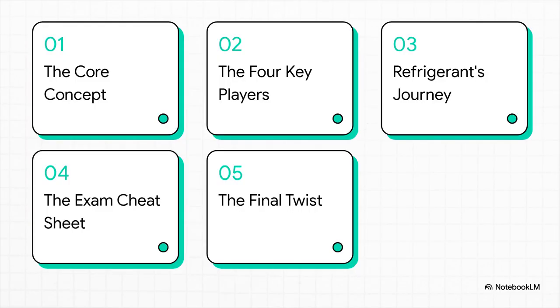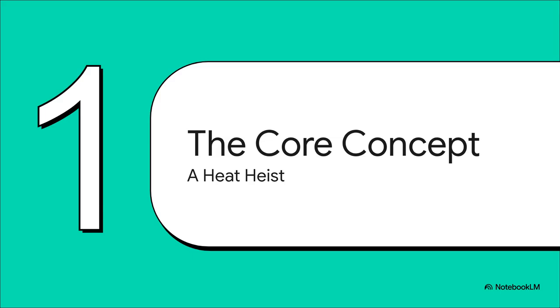All right, here's what we're gonna cover. First, we'll nail down that core heat heist concept. Then we'll meet the 4 key players in the system. After that, we'll follow a particle of refrigerant on its crazy journey. Then, we've got a killer exam cheat sheet for you. And we'll wrap up with a final twist on how this all works. Let's do it. Okay, section 1, the core concept.